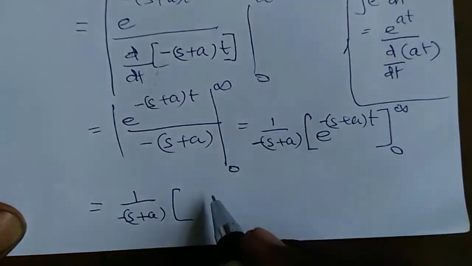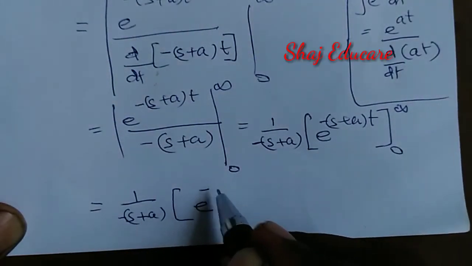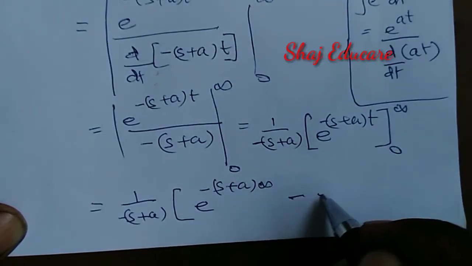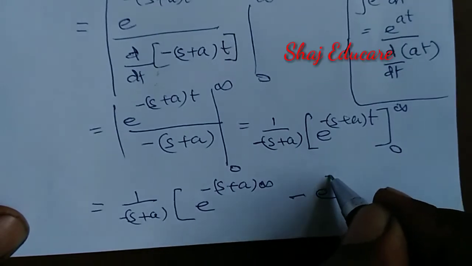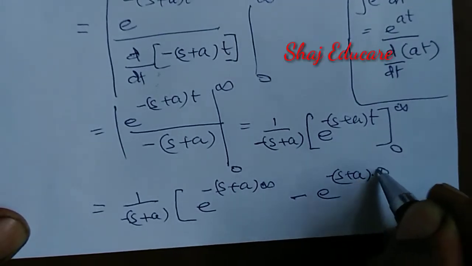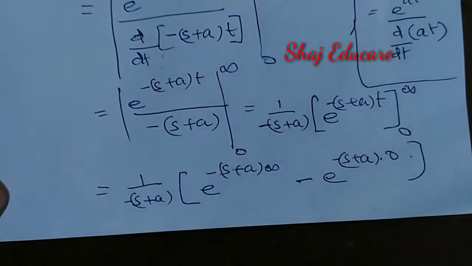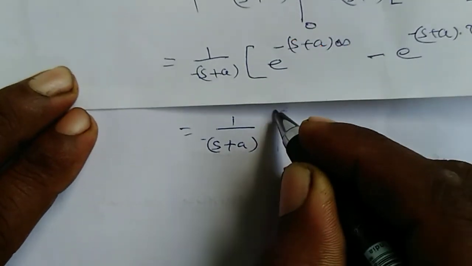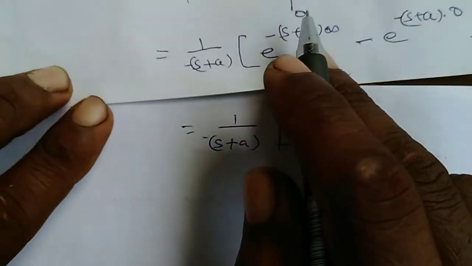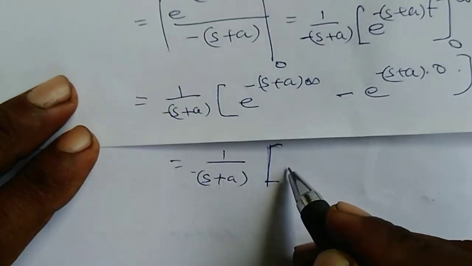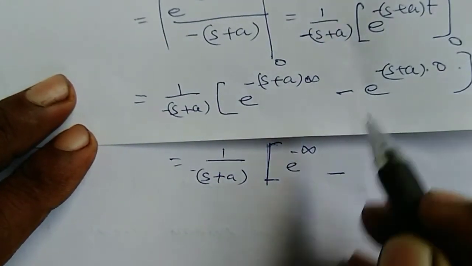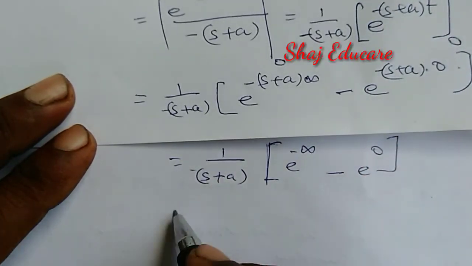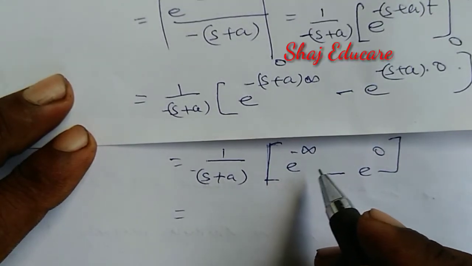If you substitute the upper limit, I'm getting e raised to minus s plus a into infinity, minus, put the lower limit also, e raised to minus s plus a into 0, all divided by s plus a. What about this one? E raised to minus infinity, minus e raised to 0. What about the value of this one? E raised to minus infinity is equal to 0.